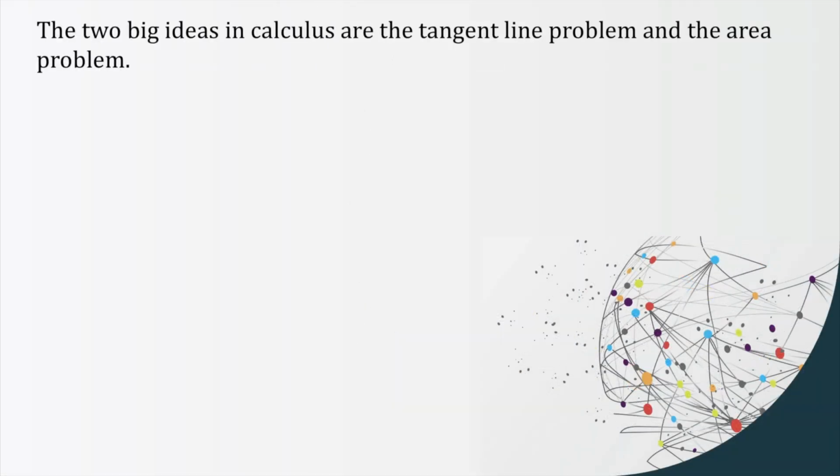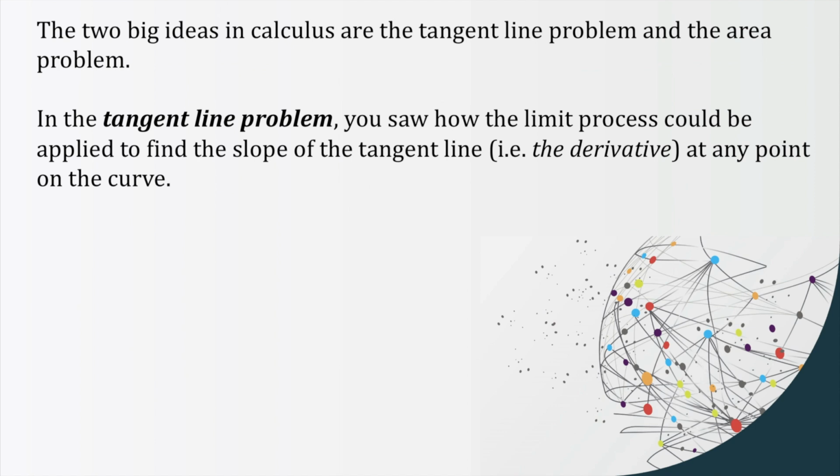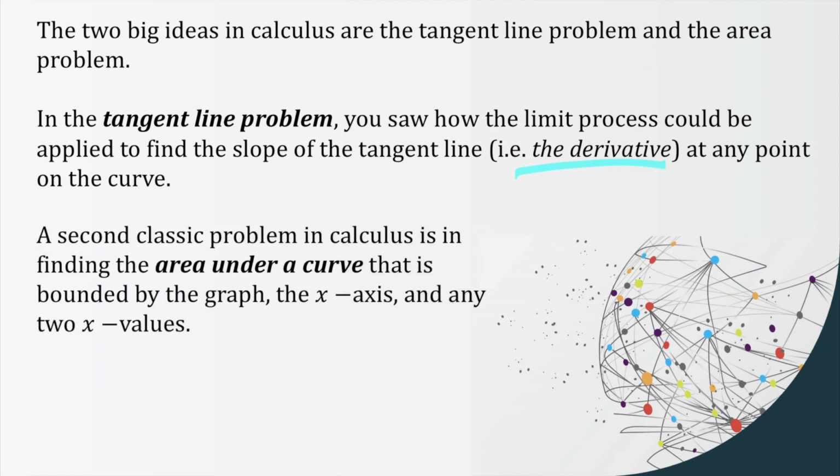The two big ideas in calculus are the tangent line problem, which we've been talking about, and the area problem. In the tangent line problem, you saw how the limit process could be applied to find the slope of the tangent line, or the derivative, at any point on the curve. A second classic problem in calculus is finding the area under a curve that's bounded by the graph, the x-axis, and any two x values.